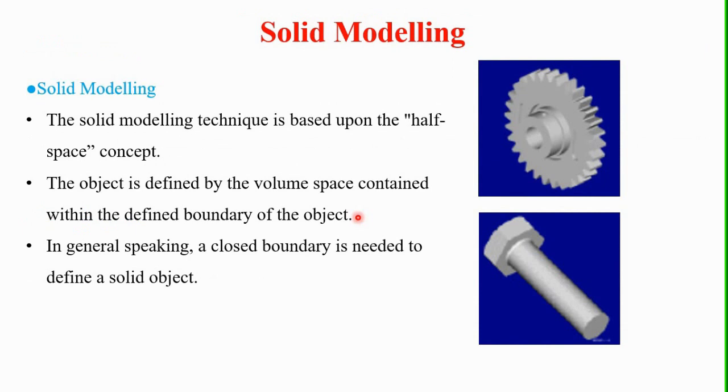Now solid modeling. The solid modeling technique is based upon the half space concept. In geometry, a half space is either of the two parts into which a plane divides three-dimensional Euclidean space. So this half space concept is used in solid modeling. We can see here an example of a solid modeling object. This object is defined by the volume space contained within the defined boundary of the object. That means in solid modeling, this volume is contained by the boundary surfaces. Generally speaking, to define an object in solid modeling, closed boundary surfaces are required.